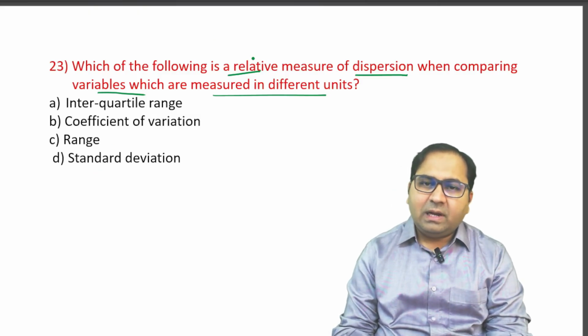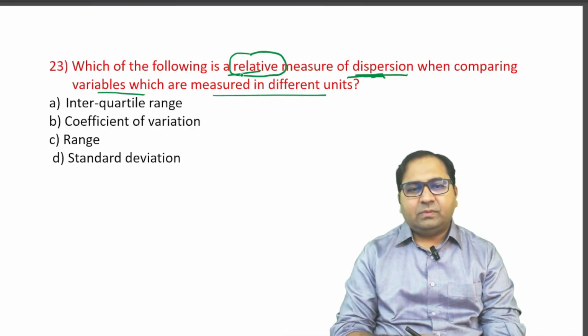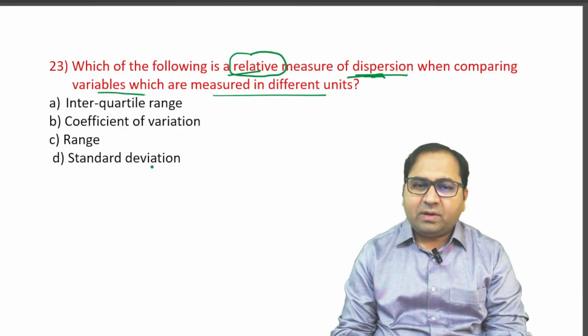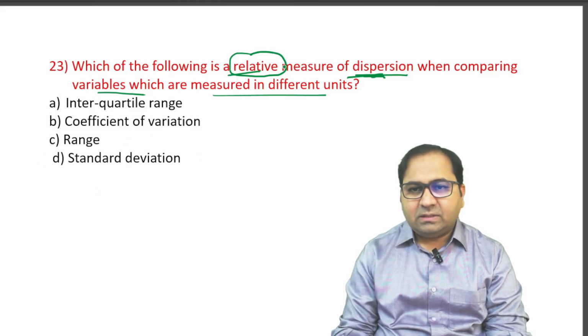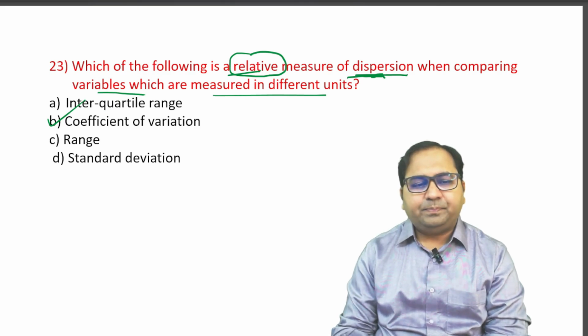So which of the following is a relative measure? Relative measure of dispersion. See, what are the measures of dispersion we know? Interquartile range, coefficient of variation, standard deviation, and range. The answer for this question is B, coefficient of variation.